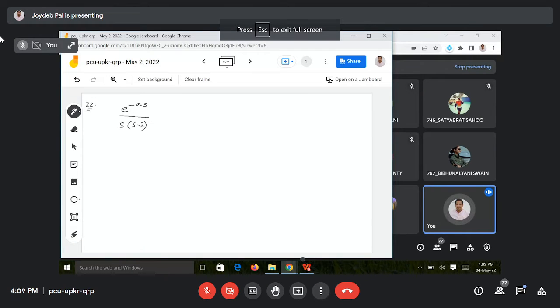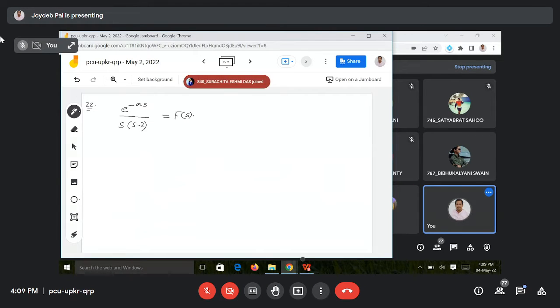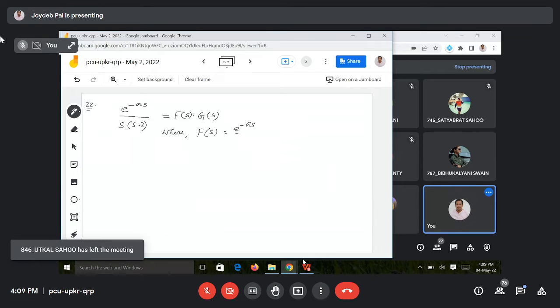We have to find the Laplace inverse. So we are considering it as F(s) into G(s). To apply convolution, we have to write it in this form, F(s) into G(s), where we take F(s) as e to the power minus as divided by s, and G(s) we are taking as 1 divided by s minus 2. Okay.